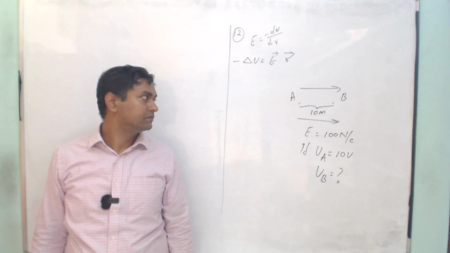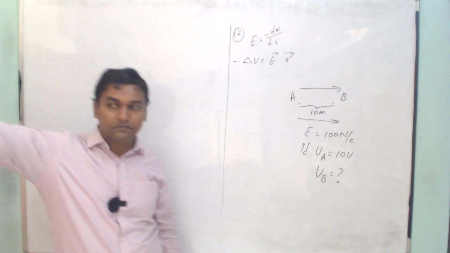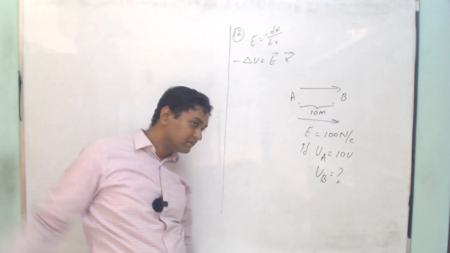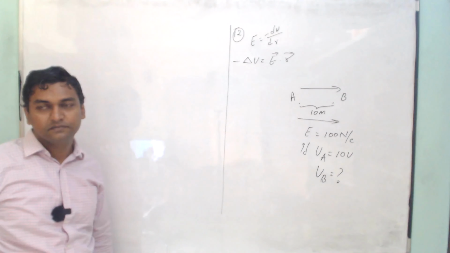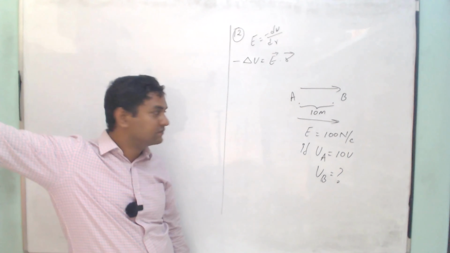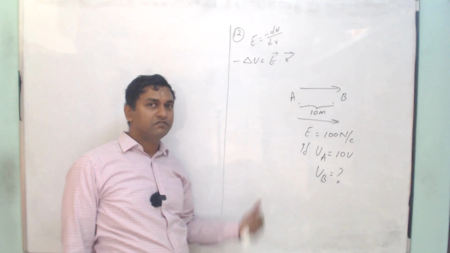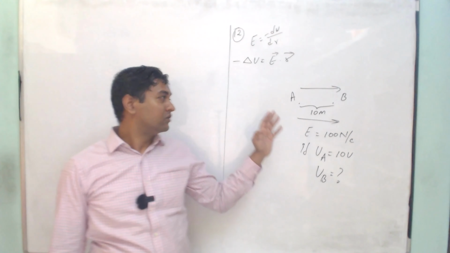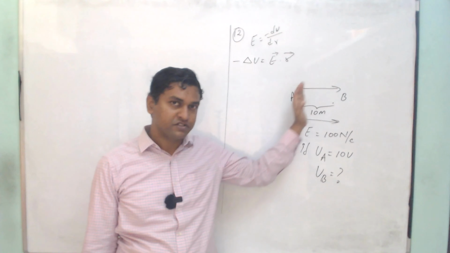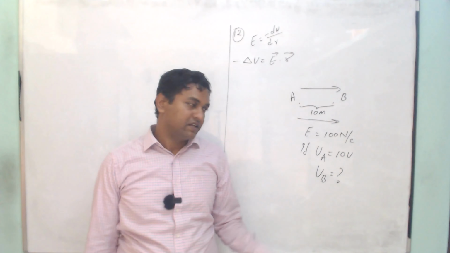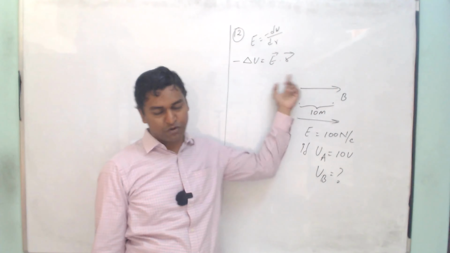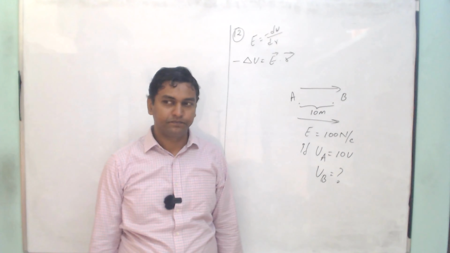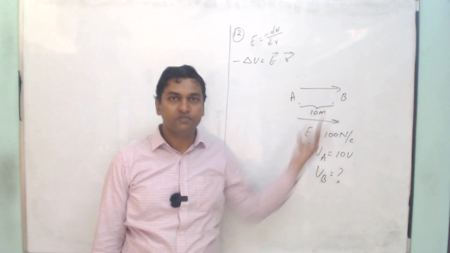Is it 90? 90 volts? No. Minus 90. Okay. Can I solve? See, all these negative stories were there, but we discussed one concept. Obviously, if the electric field is from left to right, VA is higher potential, VB is lower potential. The change in potential will have a magnitude of the product of electric field and distance. 100 into 10 is 1000. So VA minus VB should be 1000.